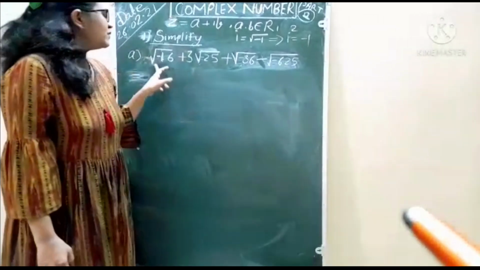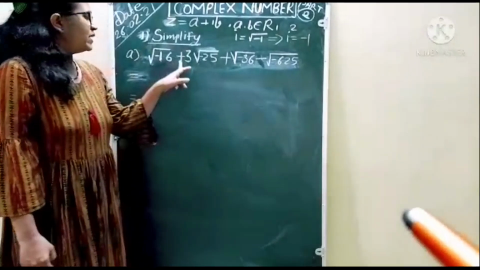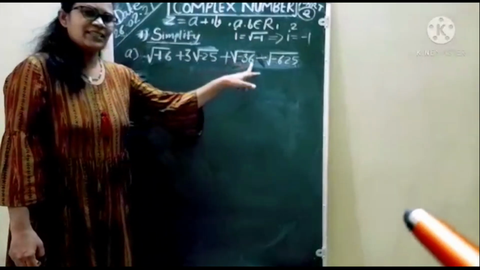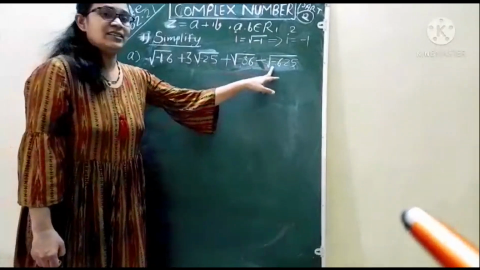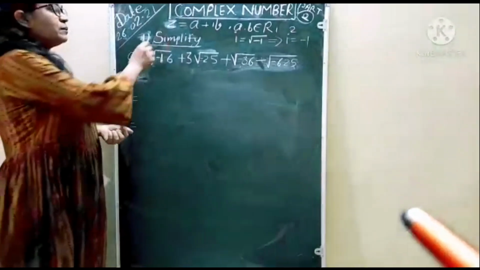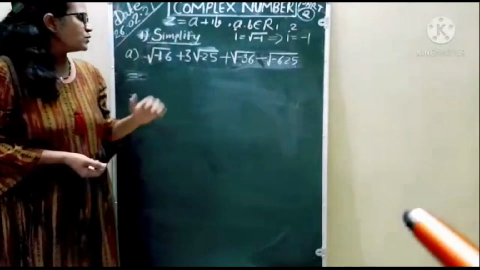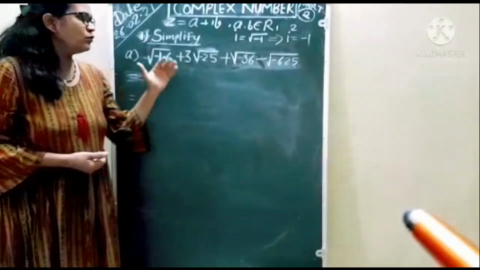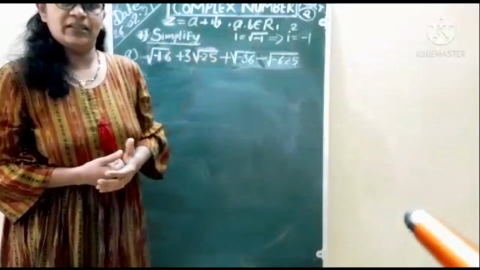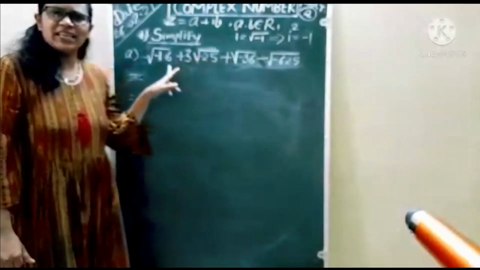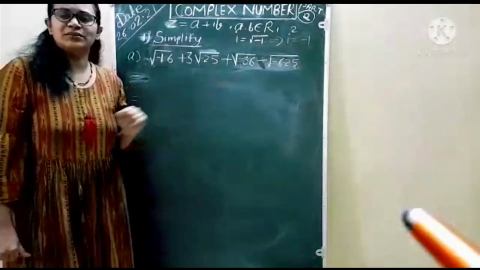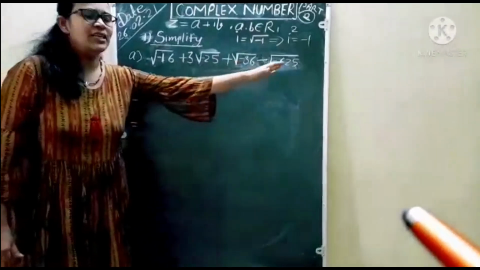The example is root of minus 16 plus 3 into root of minus 25 plus root of minus 36 minus square root of minus 625. And the question is, you have to simplify this. So how to simplify this? First we have to follow the rules of complex numbers. How many terms are there in that example? Yes, there are 4 terms: first, second, third and fourth.